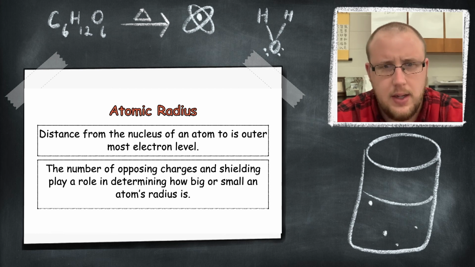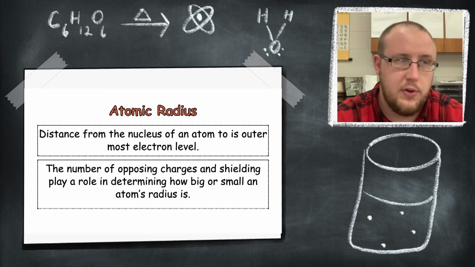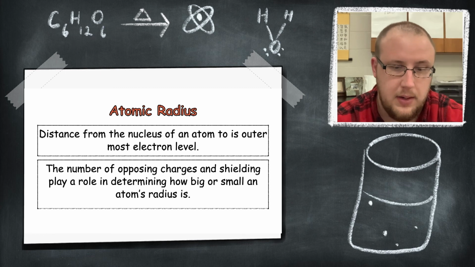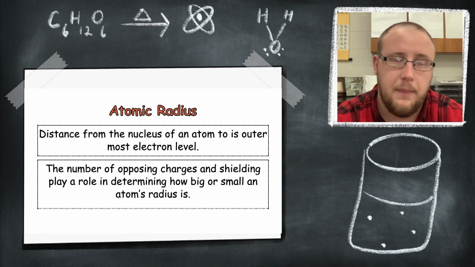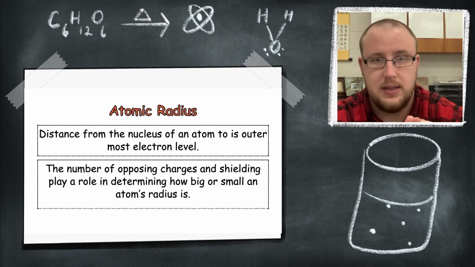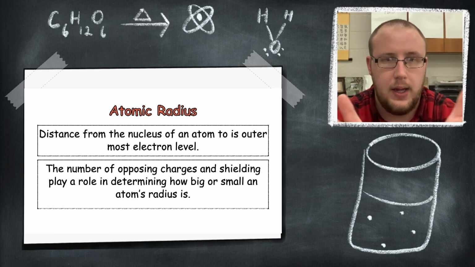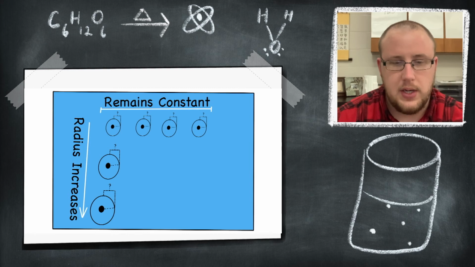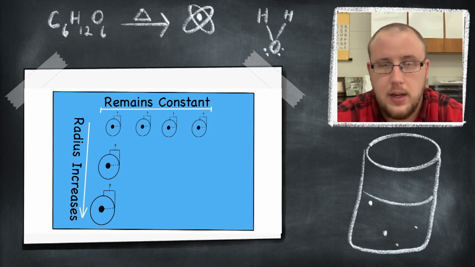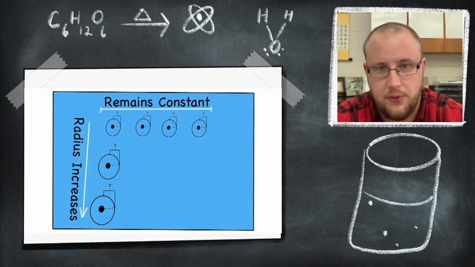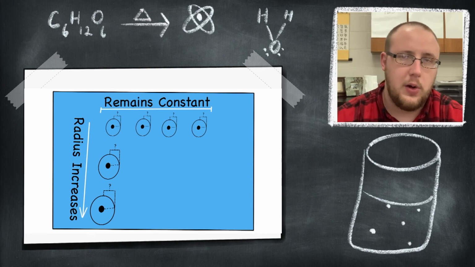So think about this. With our shielding, the more energy levels we had, the farther that outermost level was from the nucleus. So as the energy levels increase, that distance increases, so is the atomic radius going to increase because you're making a bigger atom. So your trend for atomic radius is going to mirror the one for shielding. It's going to remain constant as you go across your periods, but as you go down your family, the atomic radius is going to increase. Why? Because you have higher energy levels. Okay, the more levels you add, the farther apart the atom spreads.